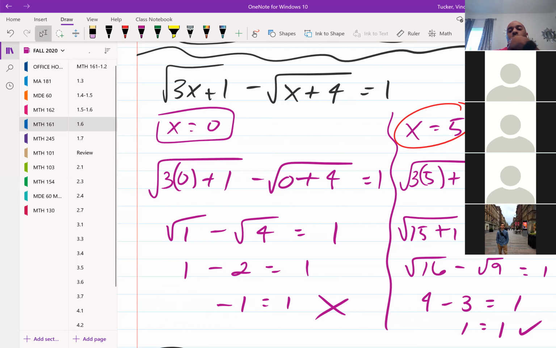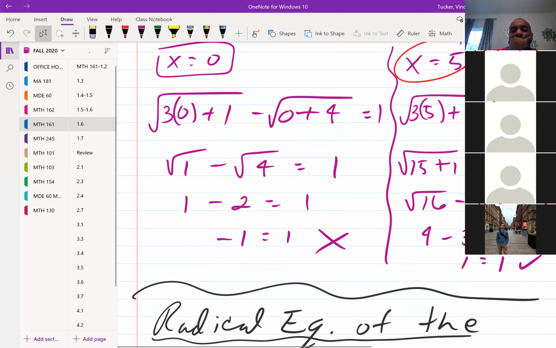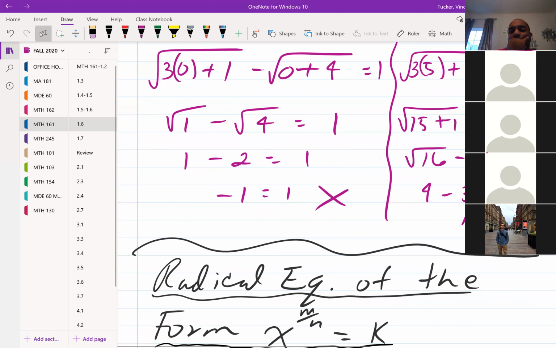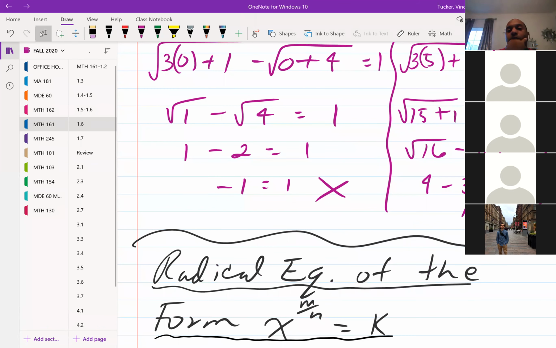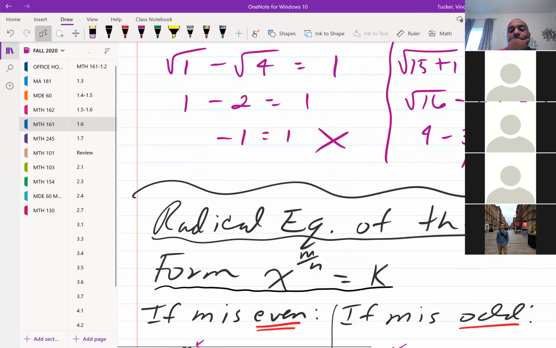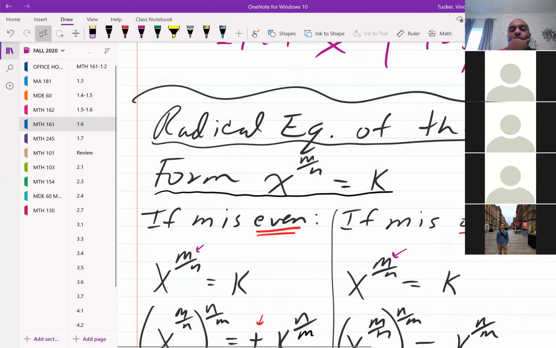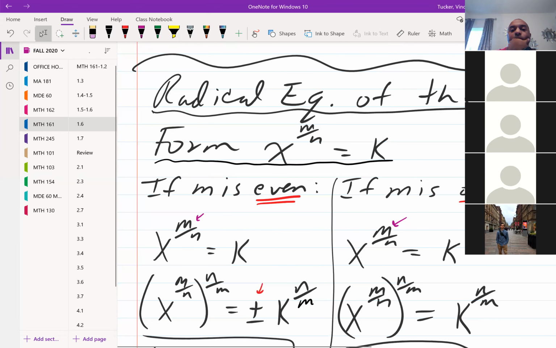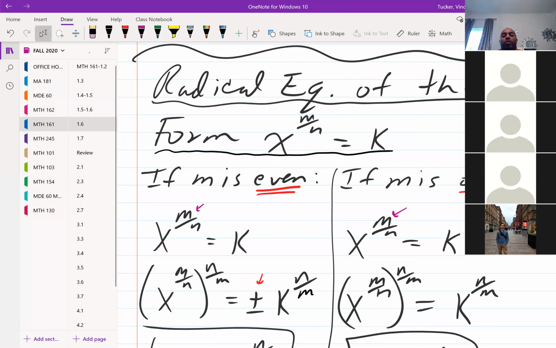All right, any questions? Got at least one more thing to talk about before we close out today. All right. So radical equations of the form x to the m over n equal to k.